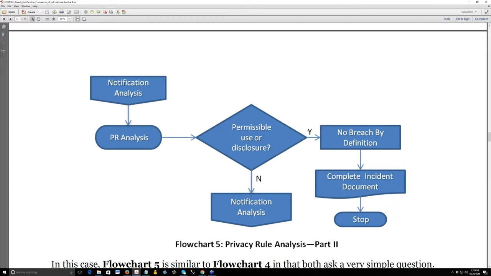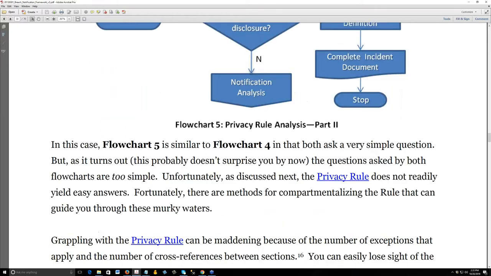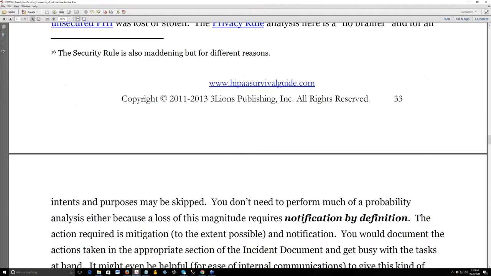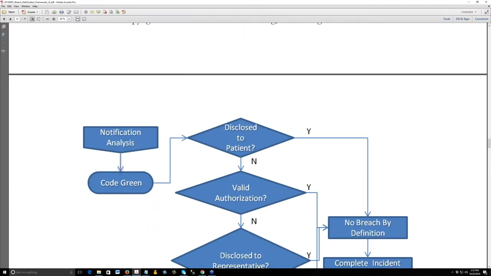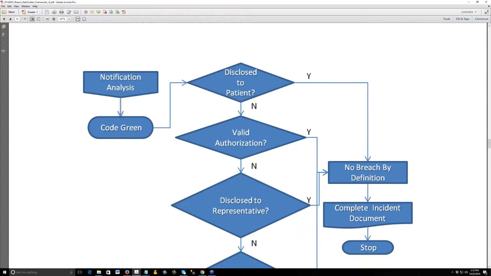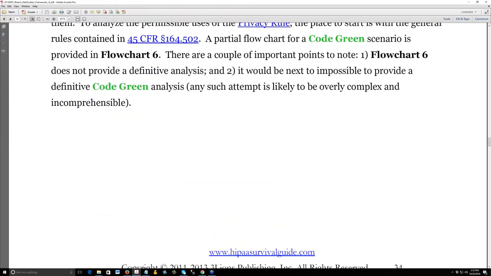That's just stating the same question over again, okay? So you need a methodology that is actually going to walk you through the privacy rule. Okay, and here it is in a nutshell, right? The verbiage talks about it, okay?